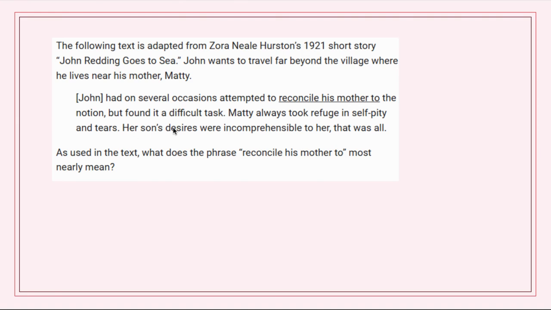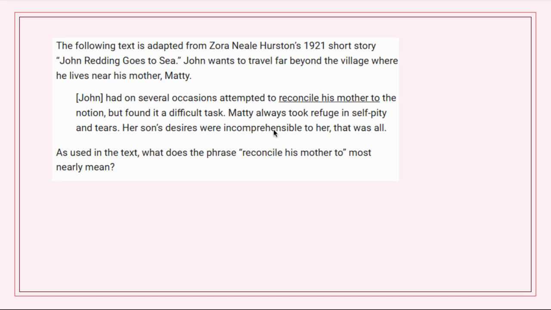So that's her son's desires. His desire to travel far away from her just didn't make sense to her. It doesn't make sense to her that he wants to be so far away. That's why she always took refuge, or kind of made herself look like the victim by saying, oh my God, you're going to leave me alone, and crying, tears. So she's just trying to make him feel bad for wanting to go so far away. That's why she just doesn't understand his desire to go away.